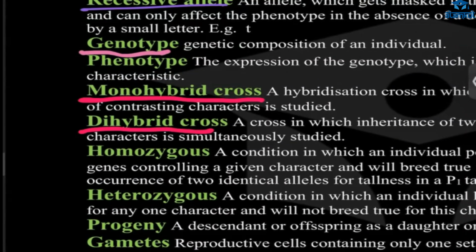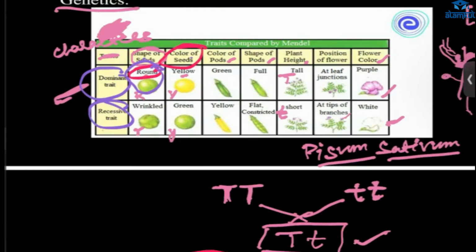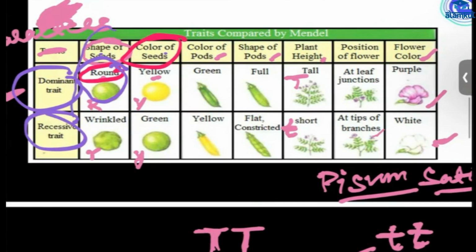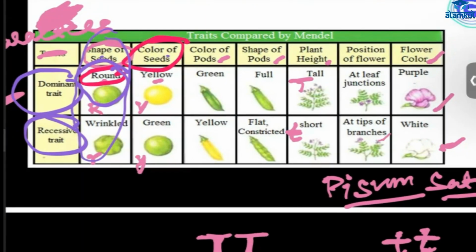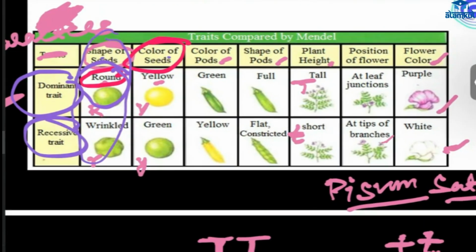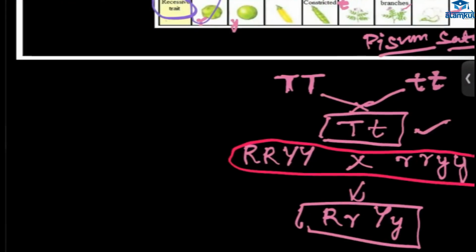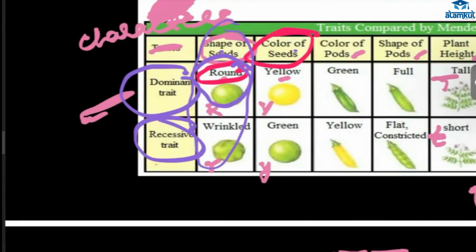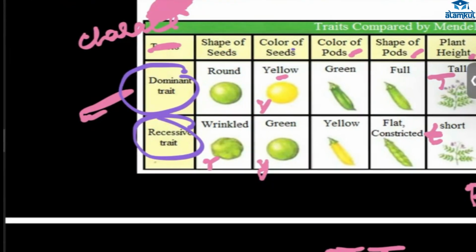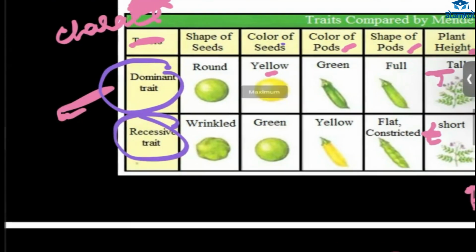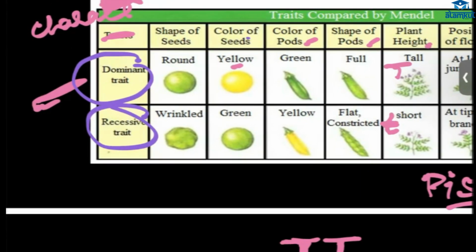In monohybrid cross, we are taking only one character and crossing it. That is our monohybrid cross. So in the monohybrid cross, you choose this character, for example the shape of seed, round or wrinkled.